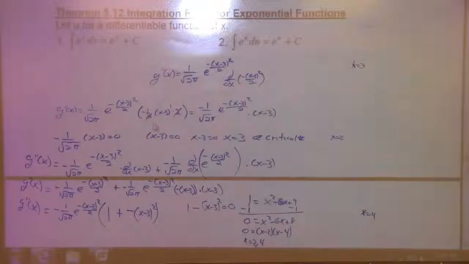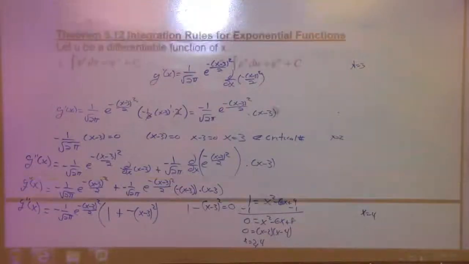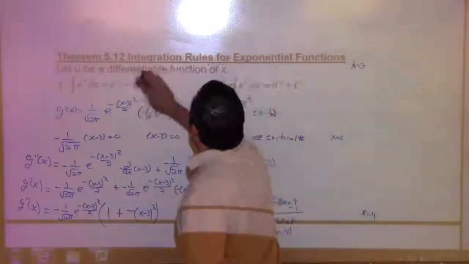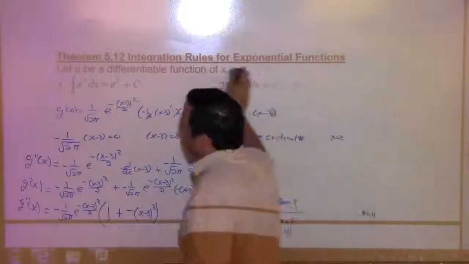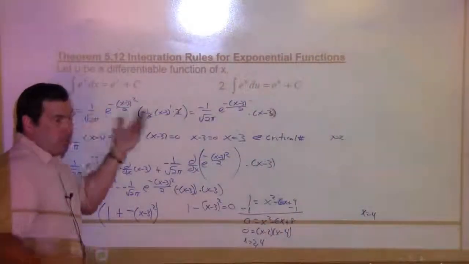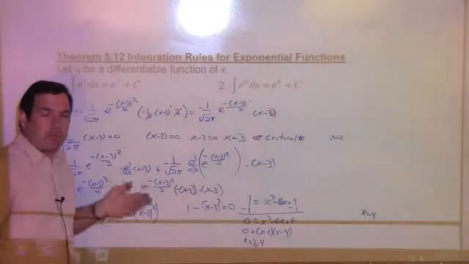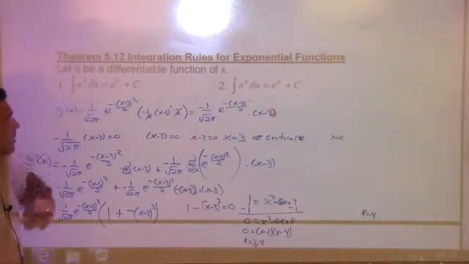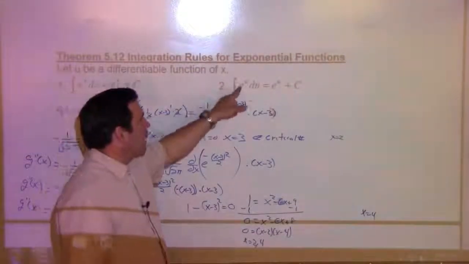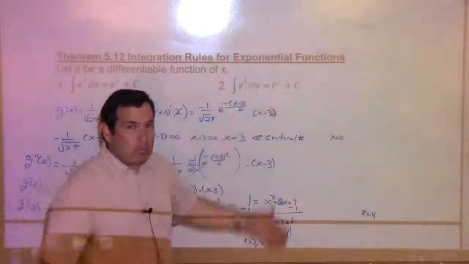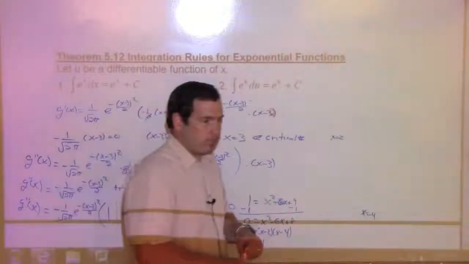It says Theorem 5.12, integration rules for exponential functions. Now, if the derivative of an exponential base e is going to be e times the derivative of the power, integration of e to the x is just e to the x plus c. And the integral of e to the u du is going to be e to the u plus c. That's cool. That's really helpful. That's nice.